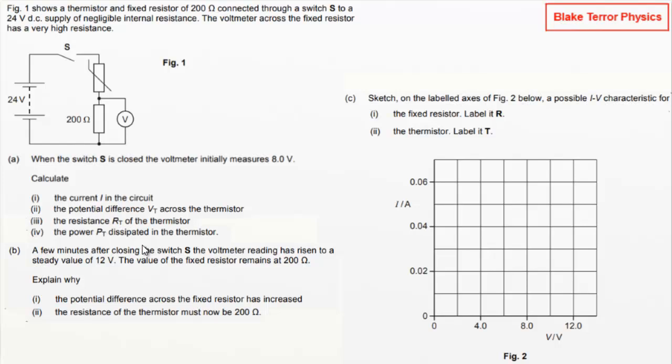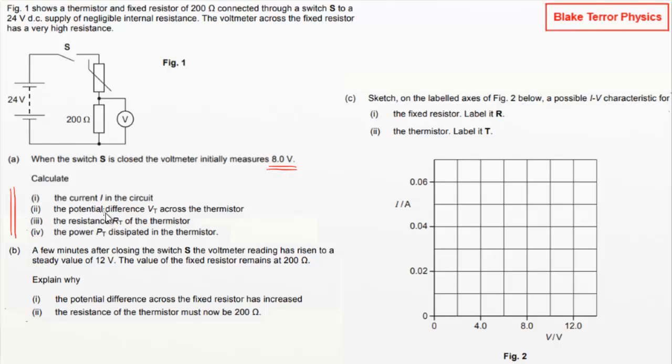We've got a thermistor and a fixed resistor connected in series to a 24-volt EMF, and the switch gets closed. The voltmeter that's across the fixed resistor initially measures 8 volts. So we need to do some very basic circuit analysis here. Calculate the current in the circuit first of all.